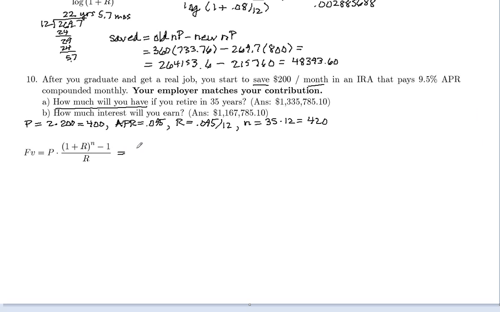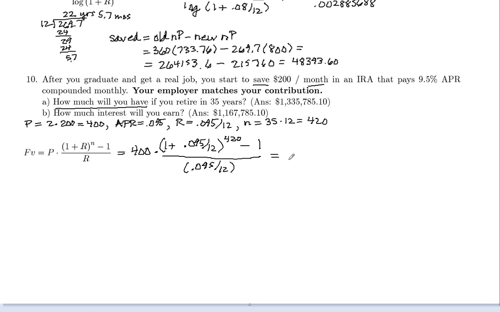Okay, so now do our plugins. So our payment, $400 a month. And then this will be times 1 plus interest rate, 0.095 divided by 12. That whole thing gets an N power on it. That gets a 420 power. N's 420. Then subtract 1, and then divide by your 0.095, divide by 420. I'm sorry, scratch that. 0.095 divided by 12.